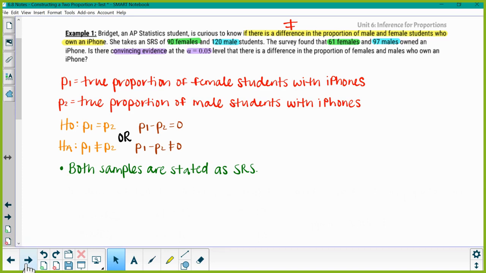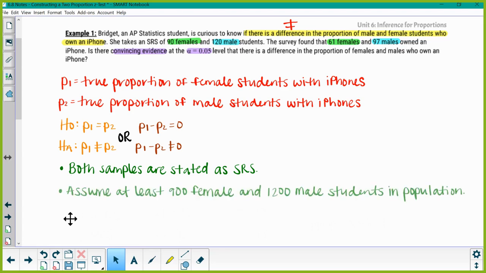And generally, when I'm not dealing with an experiment, I can most likely assume that there are enough people in the population to satisfy my 10% condition. So if I took 90 and multiplied it by 10, I can assume that there are 900 females. And if I took 120 and multiplied it by 10, I can assume that there are 1,200 male students. So I can say assume at least 900 female and 1,200 male students are in the population. That takes care of randomness, and that takes care of 10%.